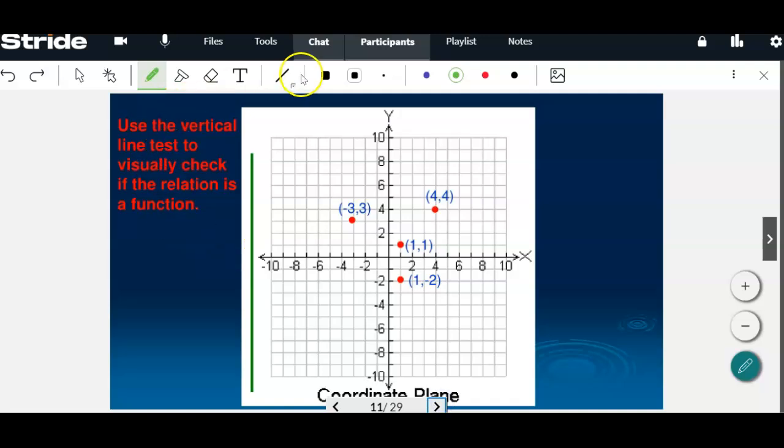Let's check the next one. I'll make a line. Move it through. Only touches once there, but look what happens here. Touches 2 points, so that's not a function. If you wrote those as ordered pairs, you can see that the x values repeat. 1, 1, and 1, -2. These repeat, so not a function.